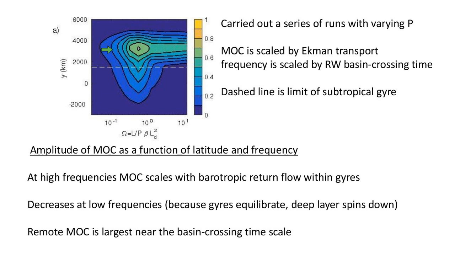At low frequencies, even at the latitude of the wind, it decays to 0. So we expect that, because at very low frequency forcing, all the wind-driven circulation is in the upper layer and the deep layer is motionless. So we expect very little response at the lowest frequencies. But this is the feature I want to look at right here.